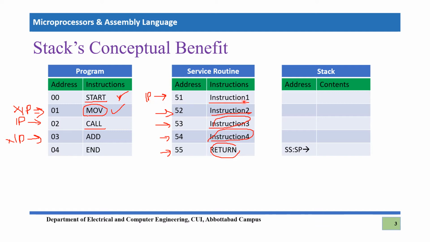So IP was pointing to this instruction 1, and now when this instruction is under execution, whatever the next instruction, for example, maybe there is another memory space, we don't know whatever is written here, but IP will be pointing to this particular address. Now the microprocessor comes to know we have to go back to the main program, but it can't go. Why? Because it doesn't have any address of the previous program.